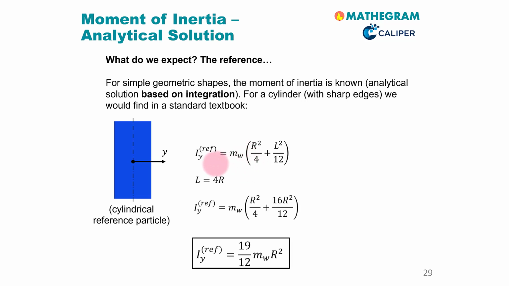So if we evaluate this equation for our situation, we arrive at this solution for the reference moment of inertia. To round up this slide, we can summarize and say that this reference moment of inertia is approximately 1.58 times the mass of the particle times the radius squared of this cylinder.